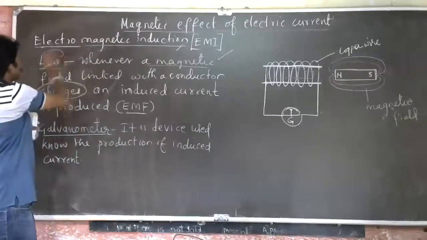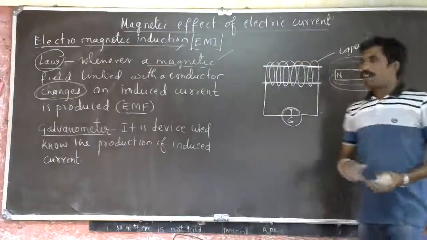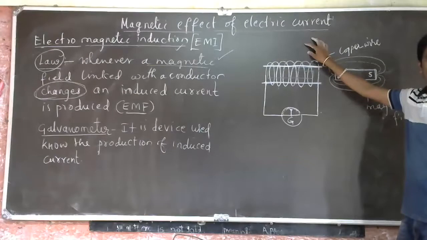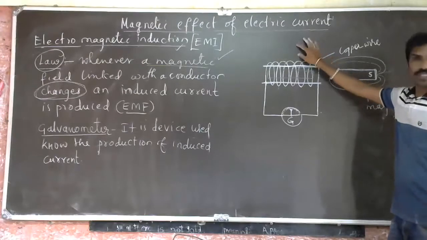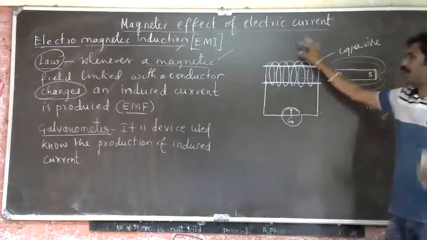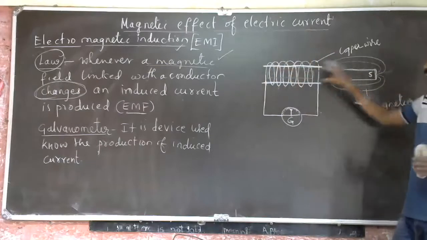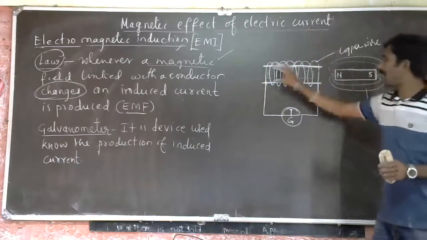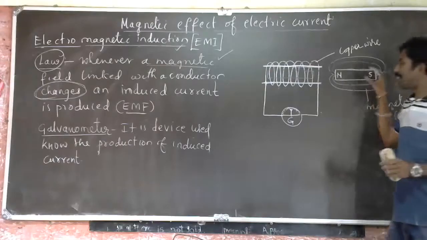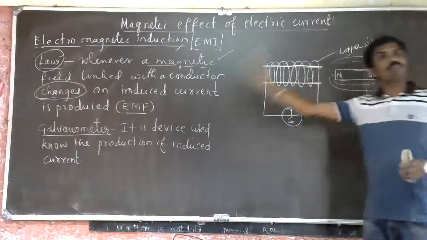Now, the second law of electromagnetic induction states that the magnitude of the induced current is directly proportional to the relative motion between the coil and the magnetic field. It means the relative motion between the coil and the magnetic field will produce more current.